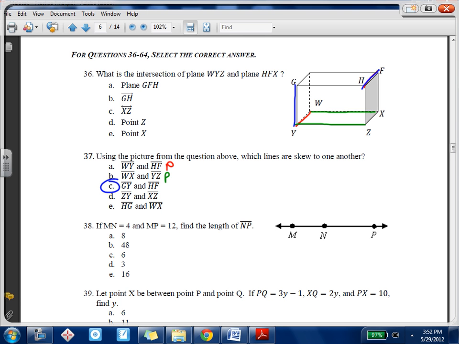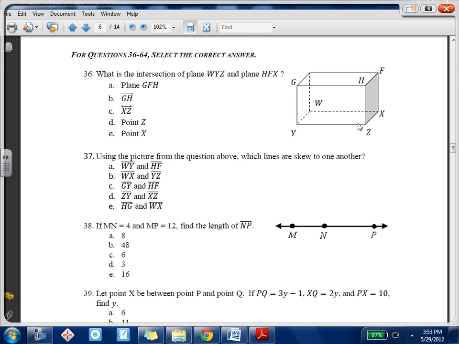Let's just check the rest of them just to make sure. ZY and XZ. Those are going to actually hit at point Z. Here's ZY and XZ. Those are going to hit right there at point Z. And the last one, HG and WX. HG, WX. Notice that they're going in the same direction, so therefore those are also parallel.